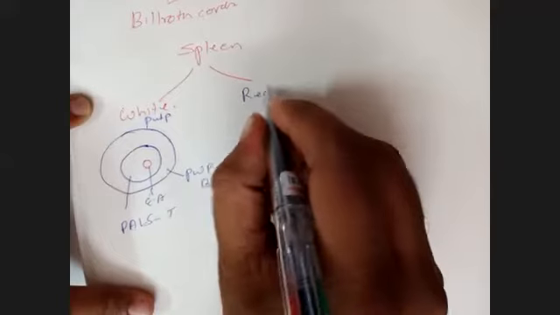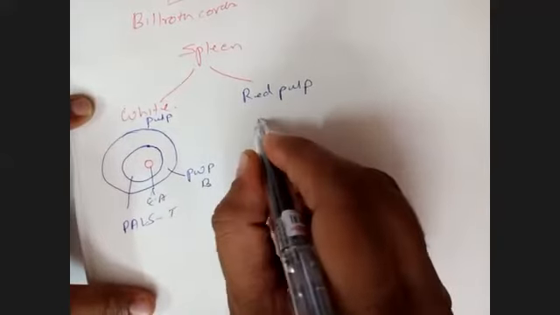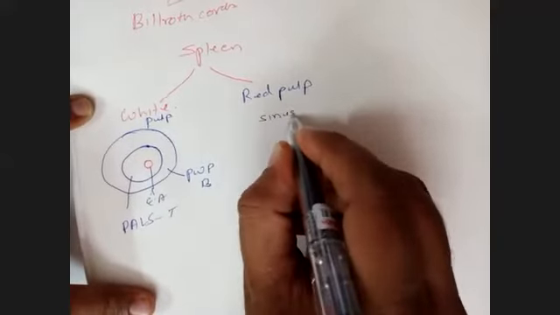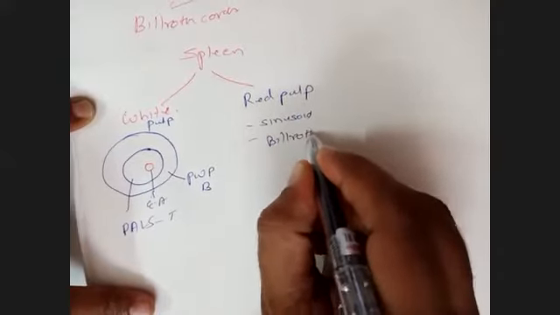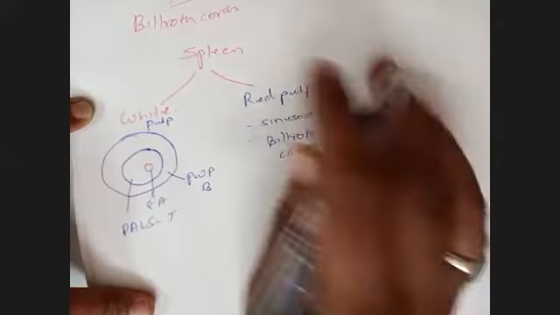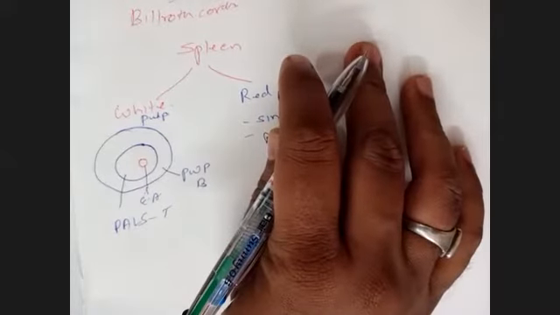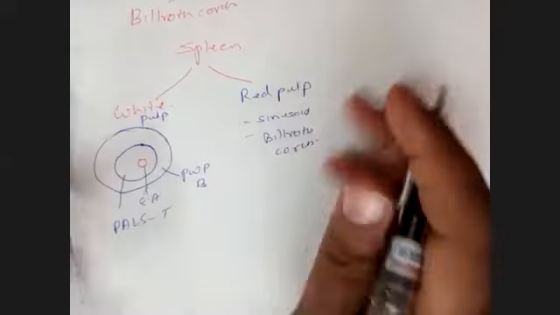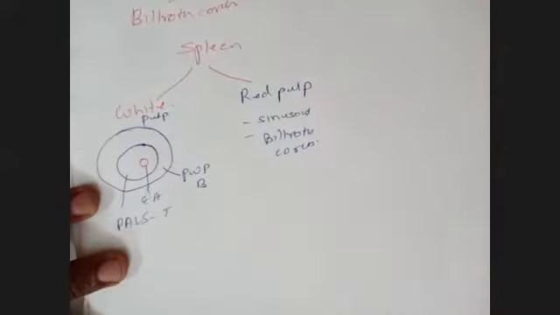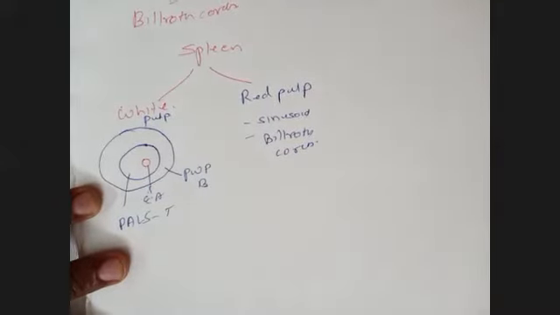Further, the artery divides, and then there is something called red pulp. What forms the red pulp? The sinusoids of the spleen surrounded by Billroth pods. Sinusoids of the spleen surrounded by Billroth pods, together they form the red pulp. So red pulp, white pulp. These are the two identifying features of the spleen.